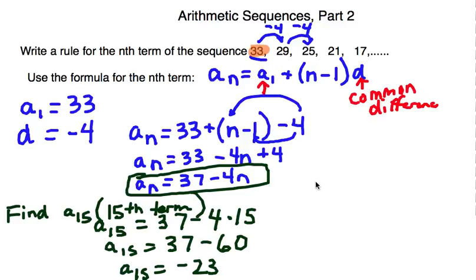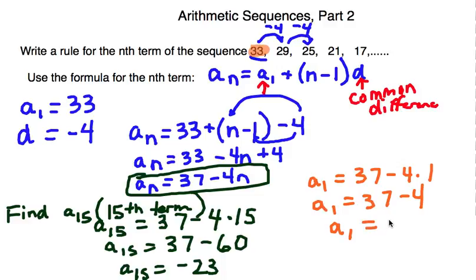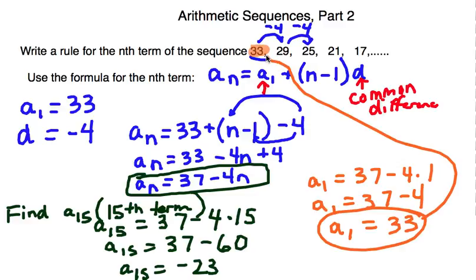So we're going to take our rule, the first a sub 1 equals 37 minus 4 times 1. And we're going to get 37 minus 4, and 37 minus 4 equals 33. And you can see that our first term is in fact 33. So we know that we found the correct rule.